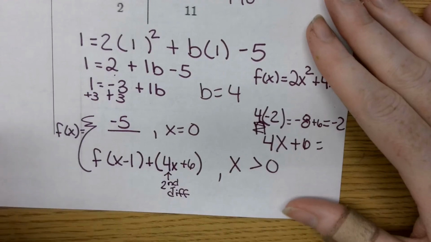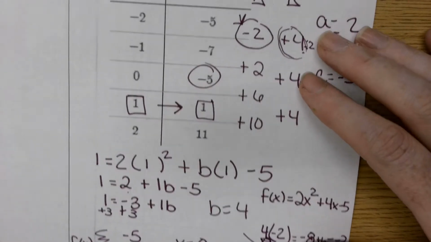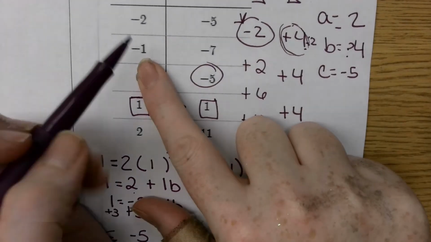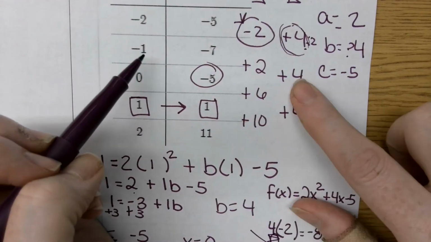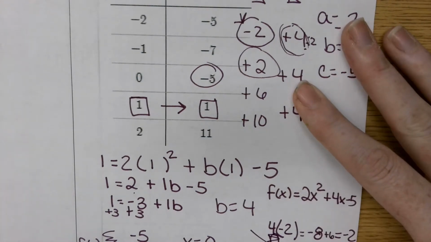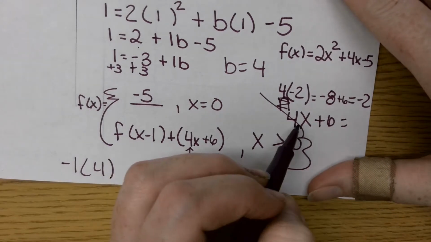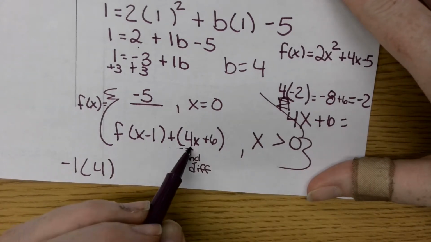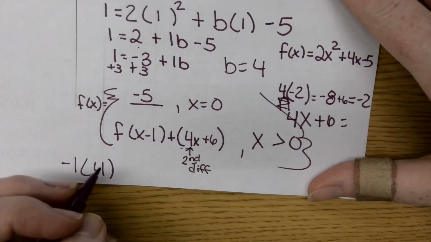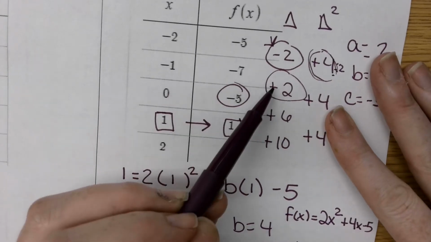How we can test that out, so this would be done, okay? How we can test this out is we can go ahead and just plug it in. So I want to see if I take this 4 times -1, will I get this +2? So -1 times 4, because that's our value right here, okay? So I'm just plugging in -1 for x and 4. All right, and then I'm going to add 6, and I should get this 2 right here.